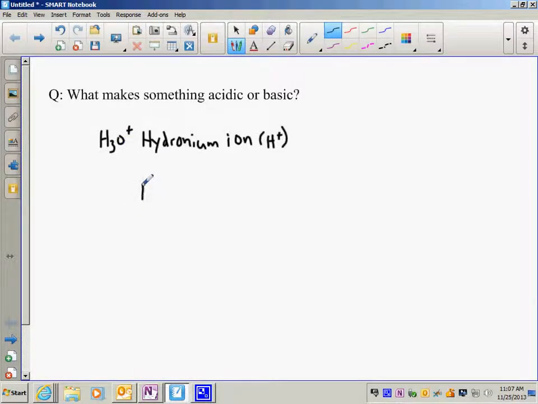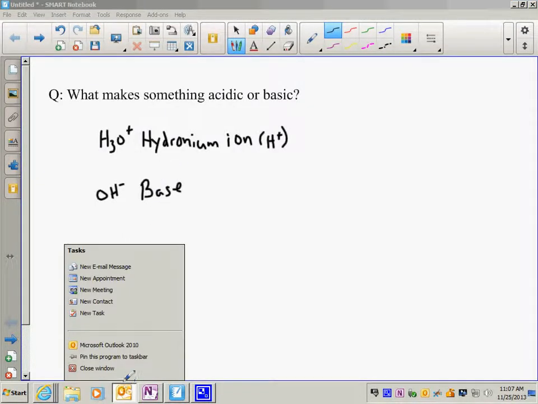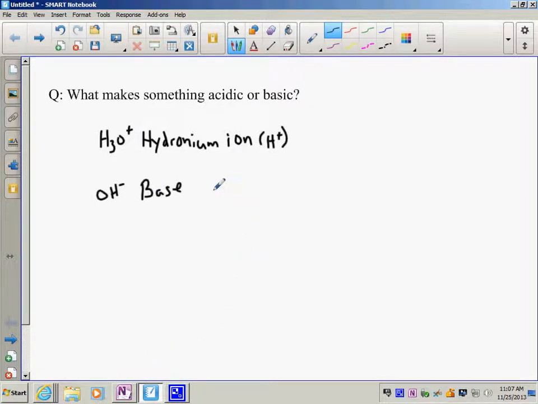For a base, it is going to mean an OH negative. The name of this guy here is called the hydroxide ion, spelled like that, is again what our base is.